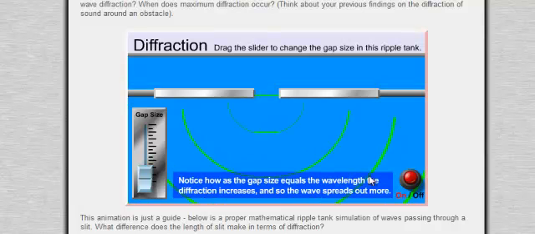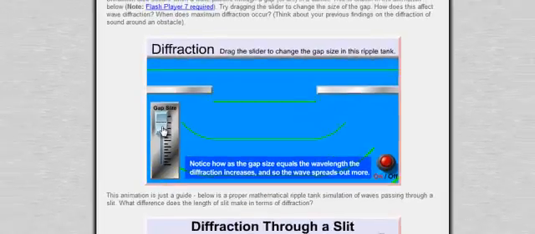And now, with a smaller opening, it curves and fills out, and it even gets over here a little bit more. So I think we could say that there's definitely more diffraction when it's a smaller opening than when it's a larger opening.